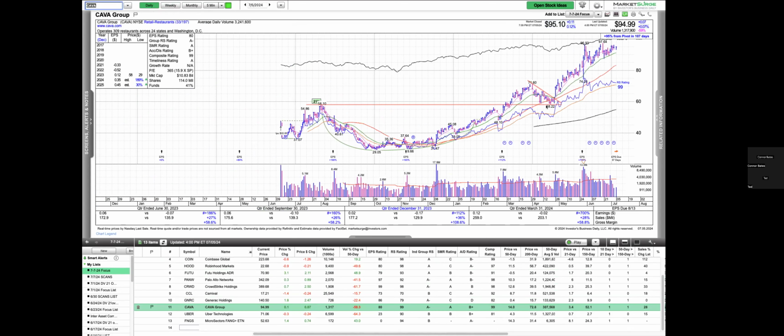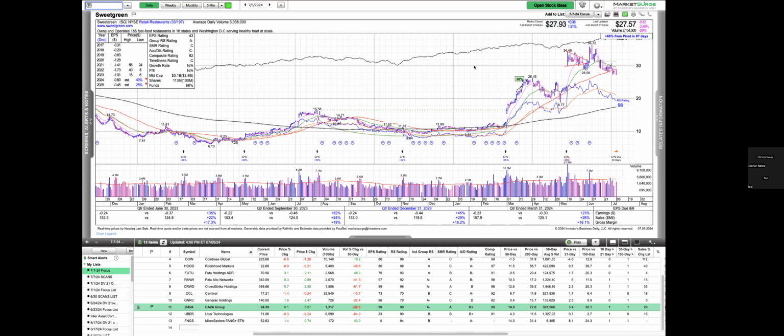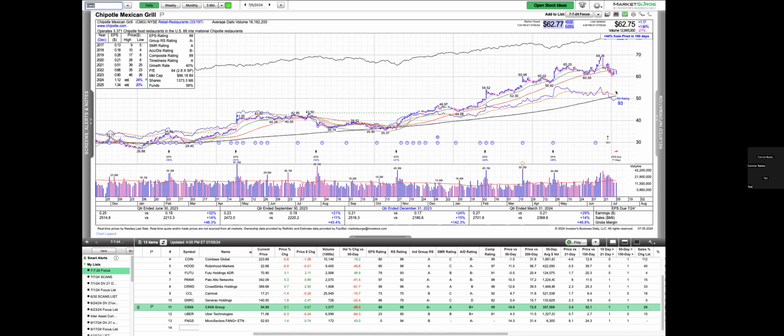Kava, we own this from the 50s area, acting really well. You could argue this is wedging a little bit, but overall, this just continues to grind higher. So it's looking really good. If it breaks this 96, 97 area with volume, that's a pretty viable add-on spot. And it's really the best acting retail restaurant stock. Sweetgreen is kind of leaking off. And then Chipotle kind of leaked off the 50-day, but trying to come back. So still like how Kava's acting.